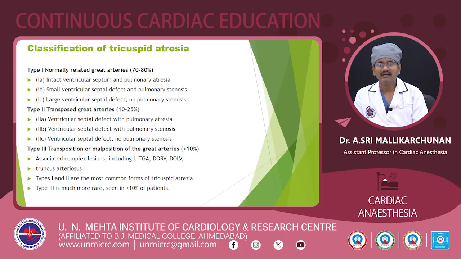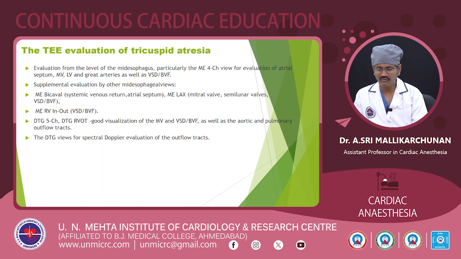And type 3 is tricuspid atresia with transposition or malposition of the great arteries. It constitutes less than 10%. In this category, the associated complex lesions include LTGA, DORV or DOLV. Type 1 and type 2 are the most common forms of tricuspid atresia, whereas type 3 is much rarer. It constitutes about less than 10% of the patients.